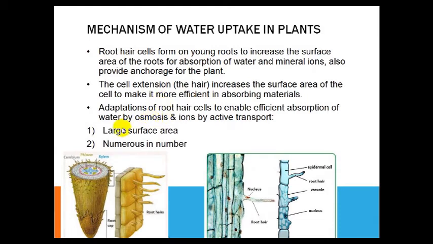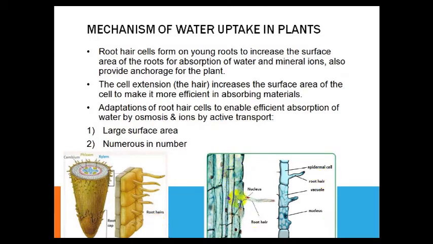So there are two adaptations of the root hair cell in which they have large surface area and numerous in number, so that efficient absorption of water by osmosis and ions by active transport can take place inside the root hair cell.